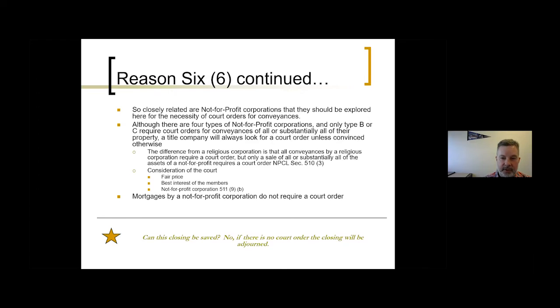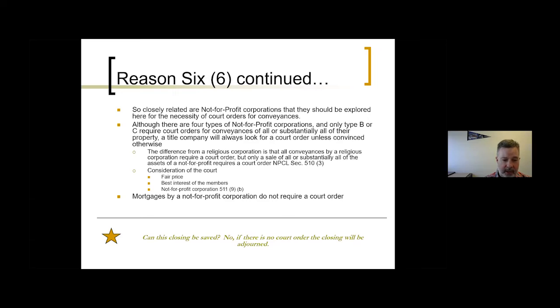You've got to tell us, show us, what type of not-for-profit corporation it is. Is it an A type? Is it a D type? If it's a B or C and it's substantially all of their real property that's being conveyed, we're going to look for that court order. Now, obviously, the difference is a religious corp. Whenever they're going to sell, you need a court order, but only a sale of all or substantially all of the assets of a not-for-profit would require it under the Not-for-Profit Corporation Law.